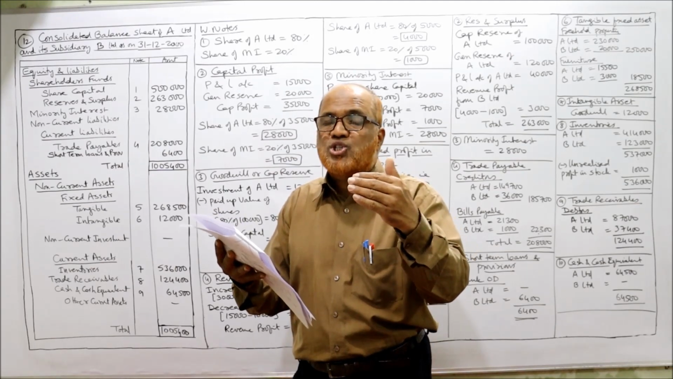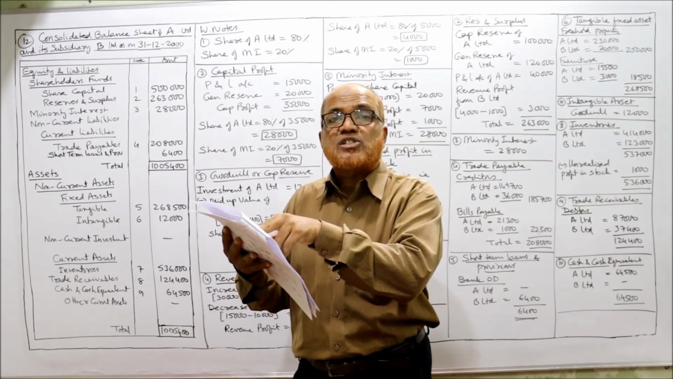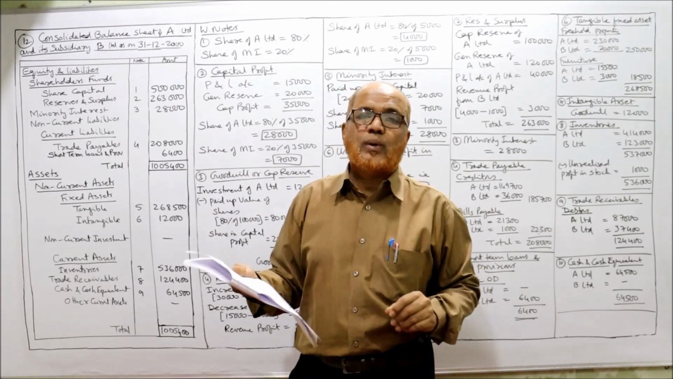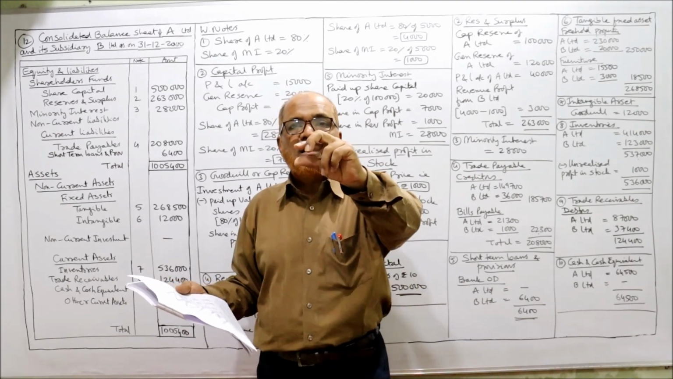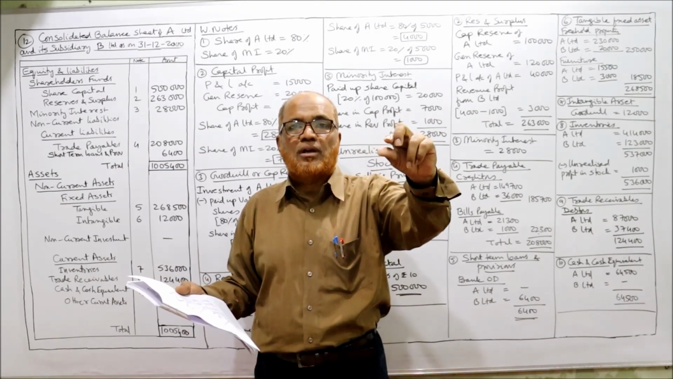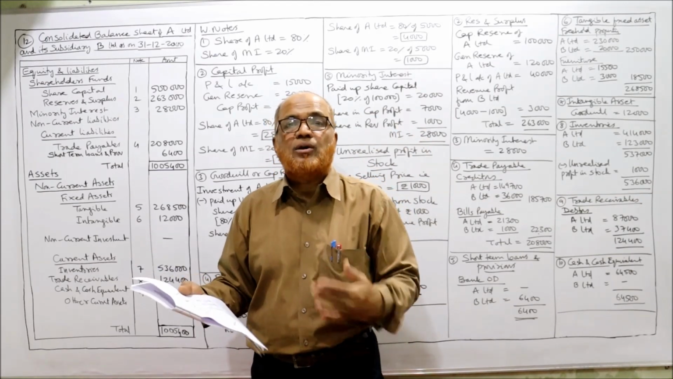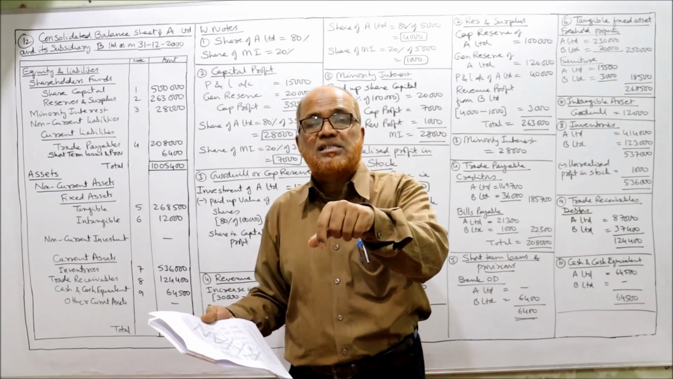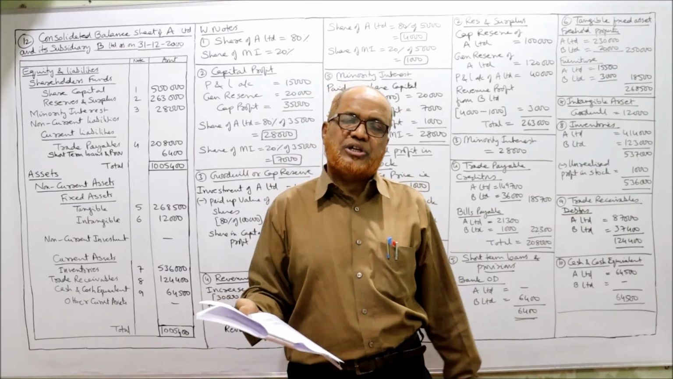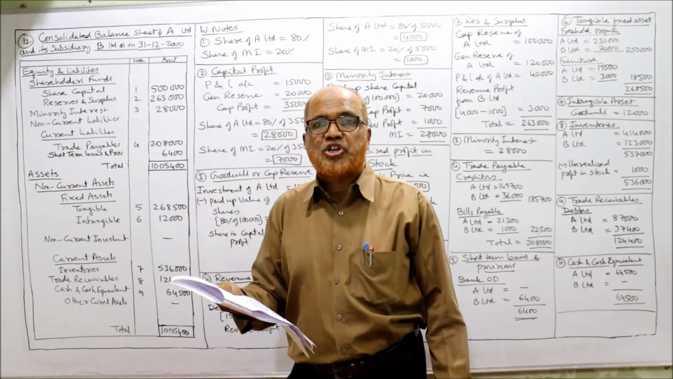Actually, how much was the general reserve at the time when shares are acquired? In the first paragraph, it is given general reserve 20,000. When shares are acquired, the general reserve balance was 20,000 and the balance sheet date general reserve balance is 30,000. That means 10,000 rupees general reserve increased after acquisition of shares. So this 10,000 rupees is the revenue profit.